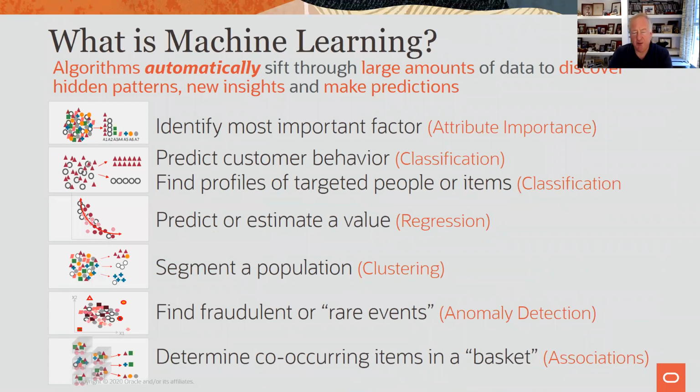At this point, I'm going to talk a little bit about what machine learning is, then I'll talk about Oracle machine learning, and then I'll talk about how we can use Oracle machine learning to solve some problems. So machine learning, the definition at the top is actually my definition. I've amalgamated it from everything I've ever seen anybody else say, and that's the way I like to say it. What is machine learning? It's using algorithms to automatically sift through large amounts of data to discover hidden patterns. If you knew what the patterns were, you wouldn't need machine learning, right? Discover new insights, and ultimately, oftentimes, to make predictions.